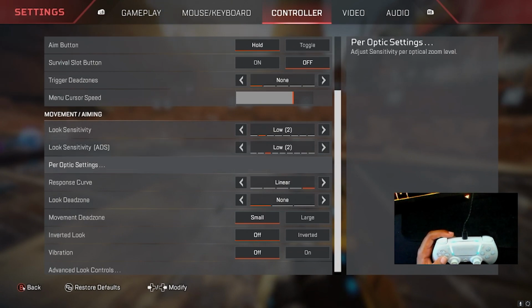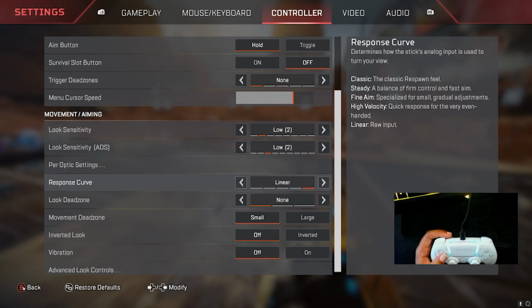And then with the response curve, you should really only be sticking with linear or classic. Trust me, all the others, steady, fine aim, high velocity, they're all absolutely dog water. Do not waste your time trying to use these. It's just not worth it.